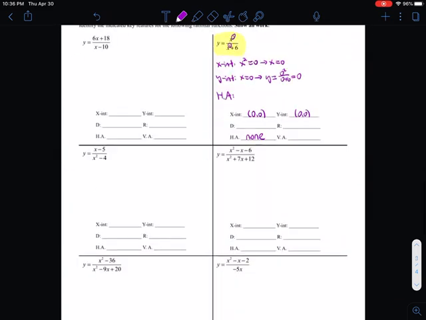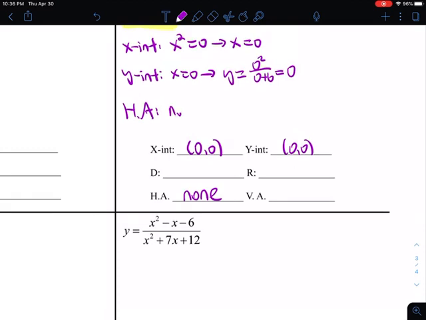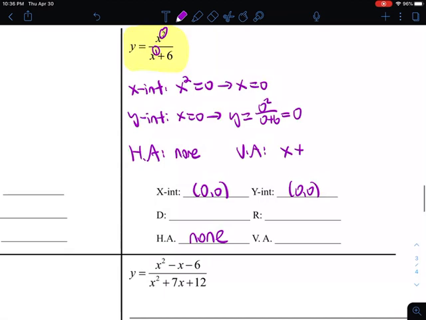That's going to be the denominator equal to 0. Okay, so let's go ahead and do that. So the horizontal asymptote was none. For the vertical asymptote, let's set the bottom equal to 0. So that's x plus 6 equals 0. And that tells us x equals negative 6.